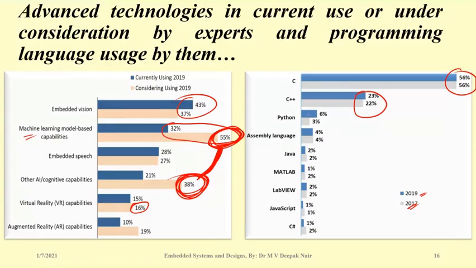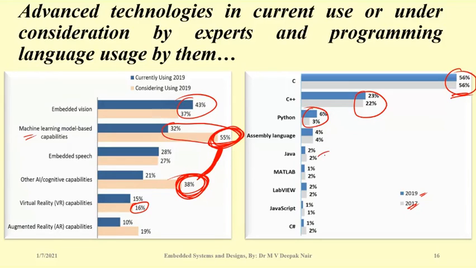Then of course there is a huge increase in the volume of engineers who are inclining or moving towards Python. It has almost doubled. In 2017 there were only 3% of engineers who were using Python in embedded systems. Now almost 6% of engineers are using Python. So it is a good scope to work in Python also, but still the king is C.